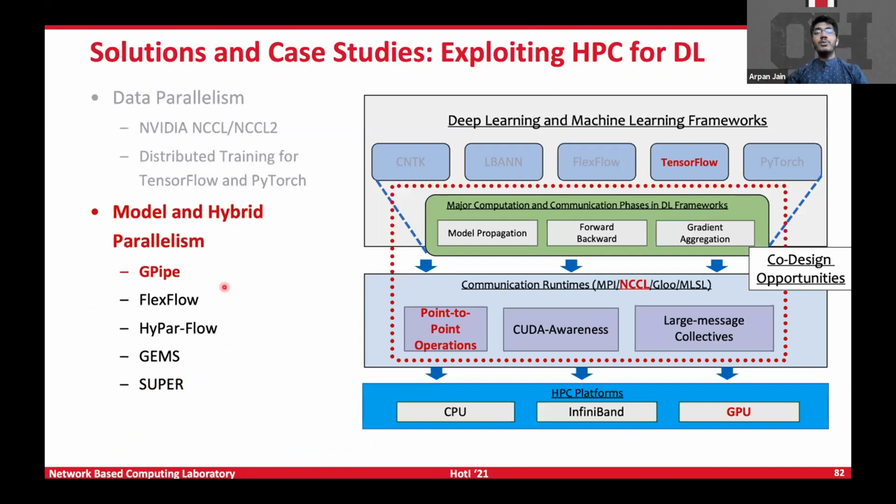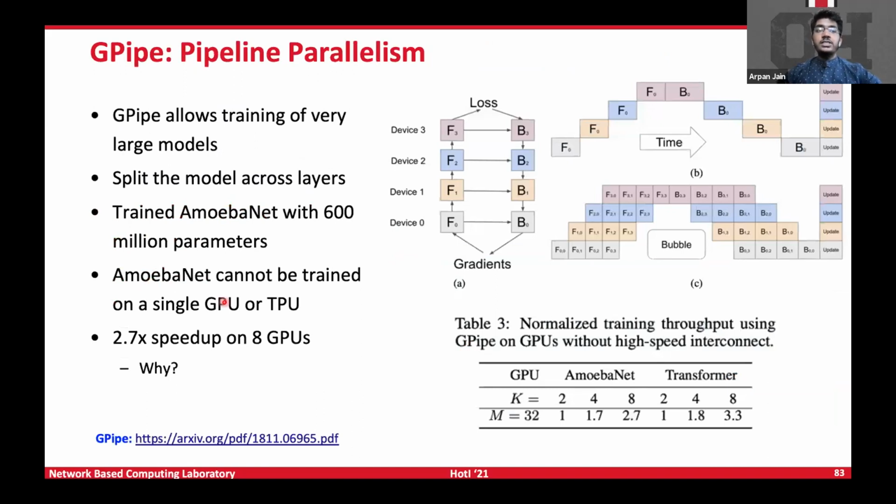Now let's talk about model and hybrid parallelism. Model and hybrid parallelism are for models that cannot fit inside the memory of a single GPU. Models like GPT-3 or AmoebaNet are very big. If you want to train such a model, then you cannot use Horovod or any data parallelism implementation. Here we are talking about GPipe, which is a solution from TensorFlow. It divides the model.